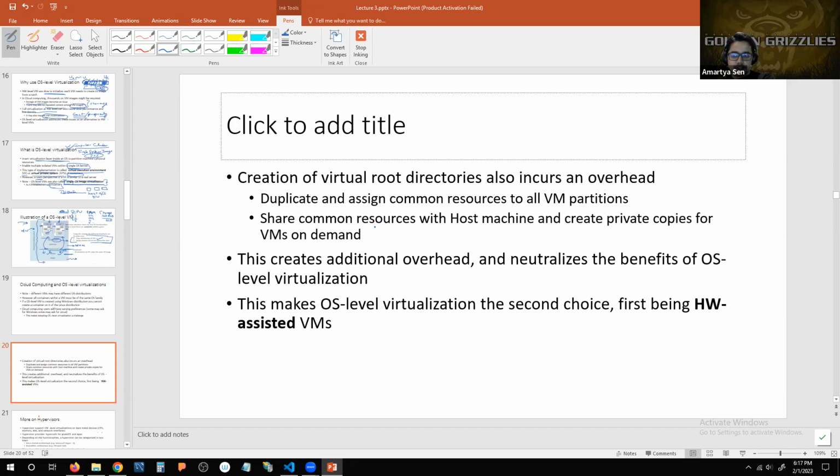So these are some of the additional overheads that essentially resulted in canceling out the benefits that we had achieved from OS level virtualization over hardware level virtualization. So what was the solution? Well, the solution was something in between. So essentially what happened is that hardware level virtualization didn't have much benefits to begin with.